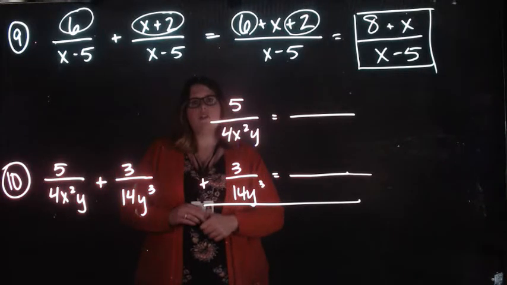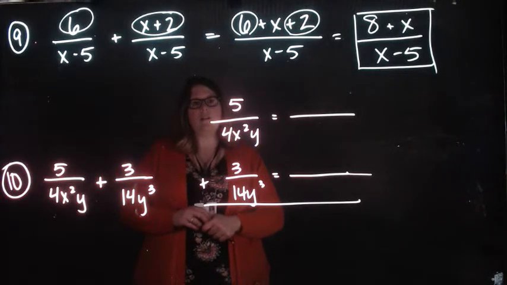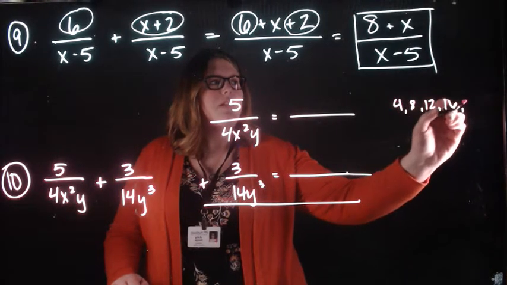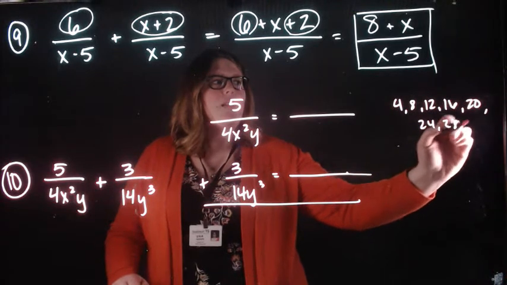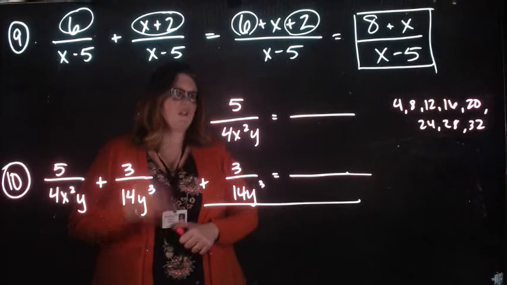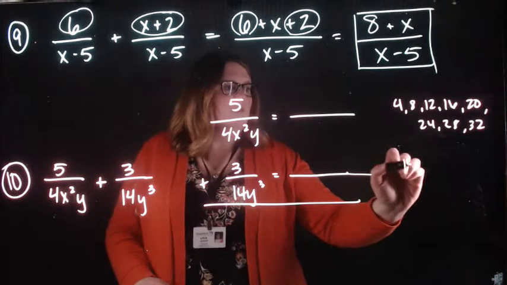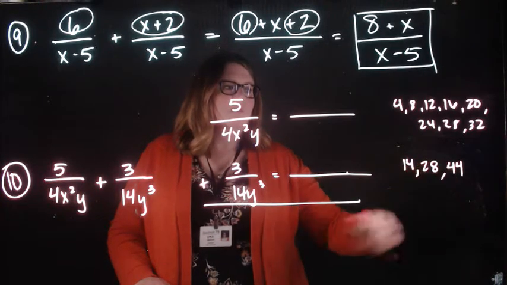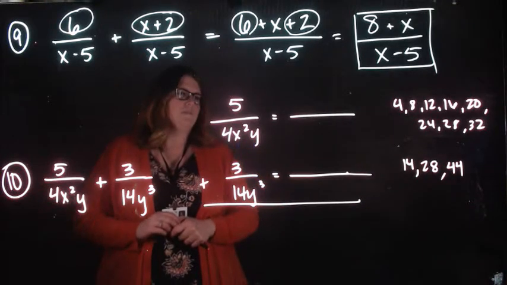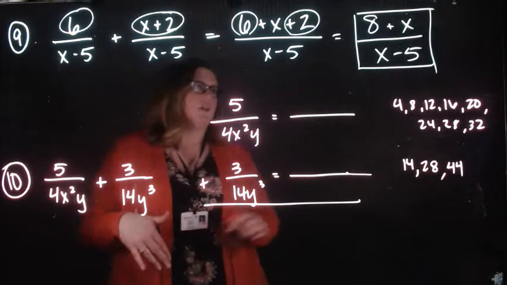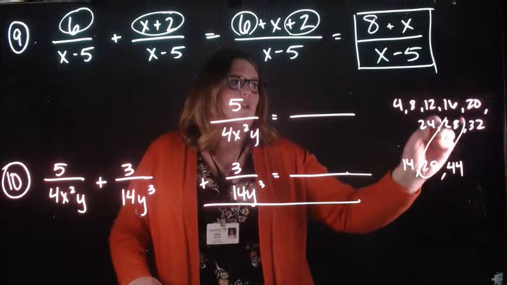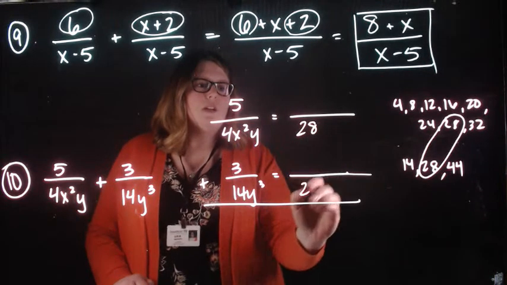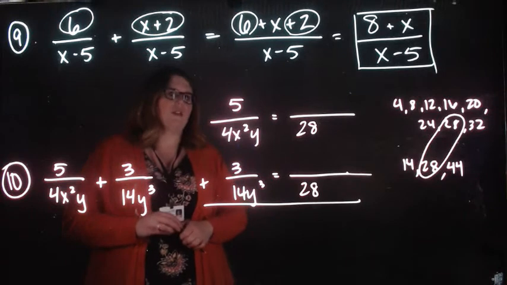Let's look at our coefficients of 4 and 14. 4 goes into 4, 8, 12, 16, 20, 24, 28, 32. It's a pretty good list of what 4 goes into. If we look at 14, 14 goes into itself, into 28, into 44. That's good enough because out of both lists I noticed that they have a common number of 28. So let's carry over our 28 for now. Basically we dealt with our coefficient. 4 goes into 28 and 14 goes into 28.